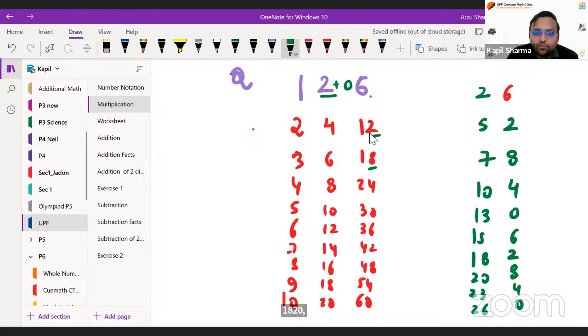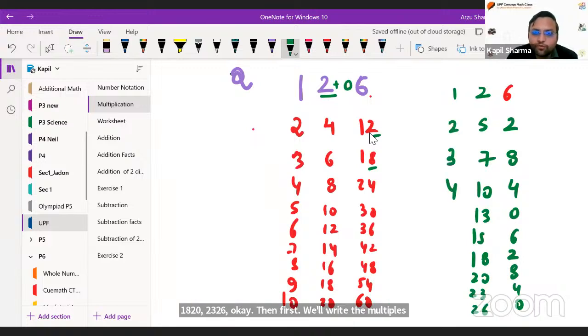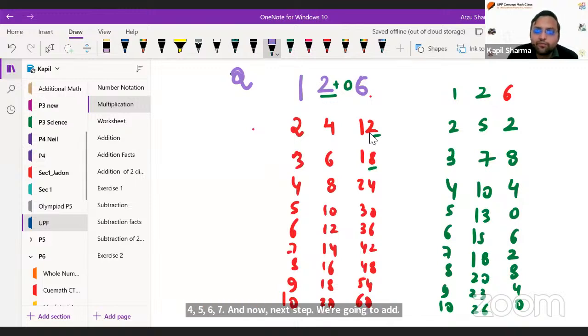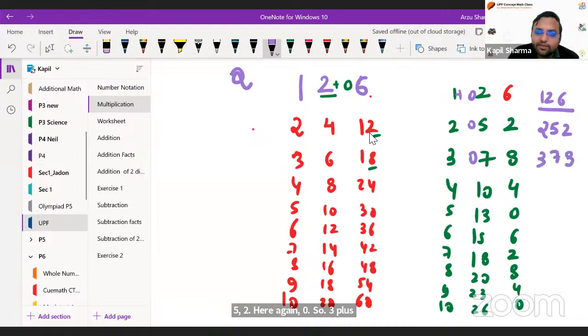Then first we'll write the multiples of 1, 4, 5, 6, 7. And now next step, we're going to add multiples of 1 with the tens digit of these middle numbers. So here it is simply 0. So 1 plus 0 is 1. So we'll get 126. Here again, there is a 0. So 2, 5, 2. Here again 0. So 3 plus 0 is 3, then 7, then 8.